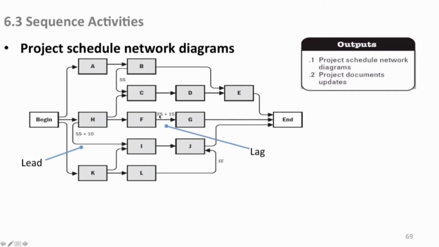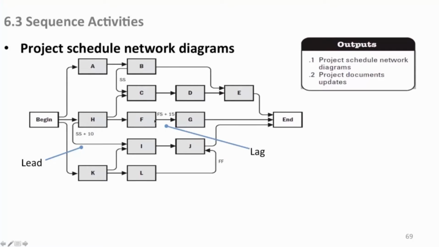And here you have a lead, or a lag. You're saying after F finishes, G can start. Normally, they would start immediately. You know, all these start to finish, finish to start, wherever they're logically connected, you assume that when that start or finish happens in an activity, the next one starts immediately, right then.